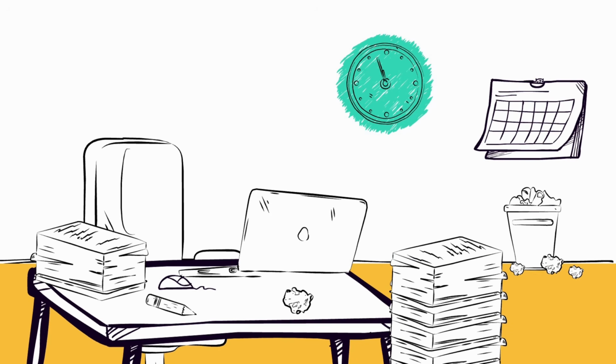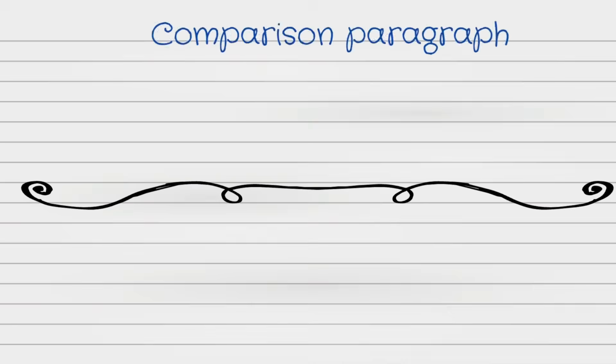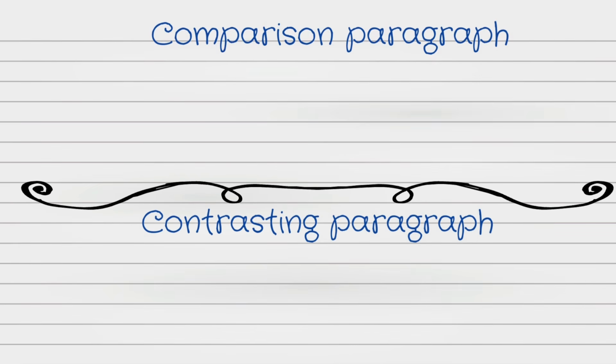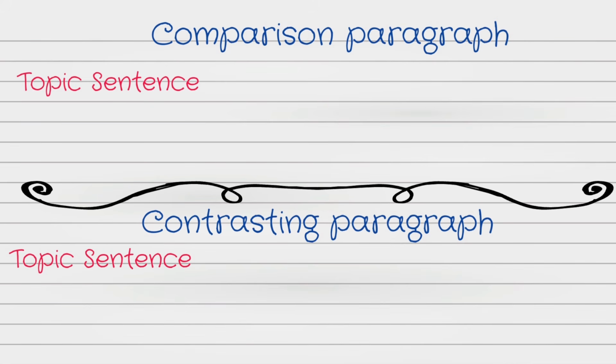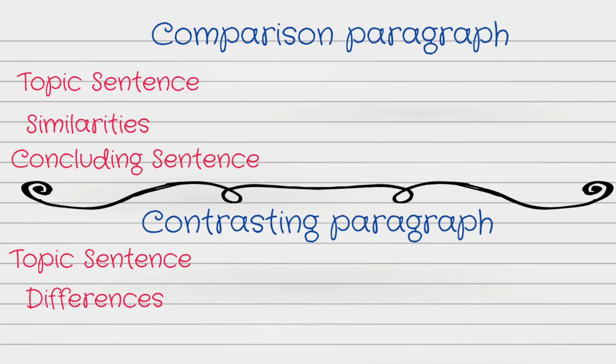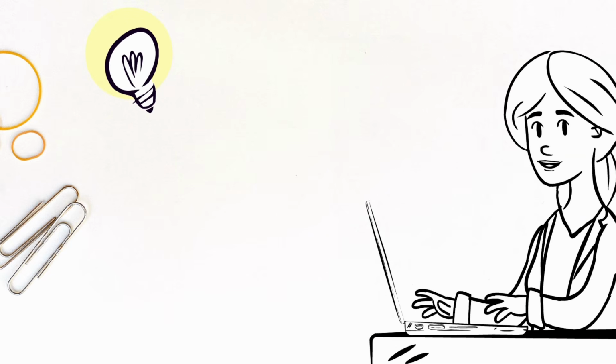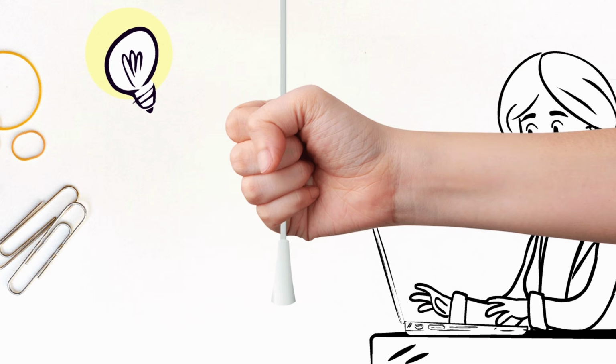Now it's your turn to put this lesson into practice. Write two body paragraphs. One paragraph should focus on similarities and the other should focus on differences. Remember to begin each paragraph with a topic sentence, followed by several sentences that highlight the similarities or differences, respectively. Finally, conclude your discussion with a concluding sentence in each paragraph. And don't forget to incorporate any of the phrases and words I've provided.